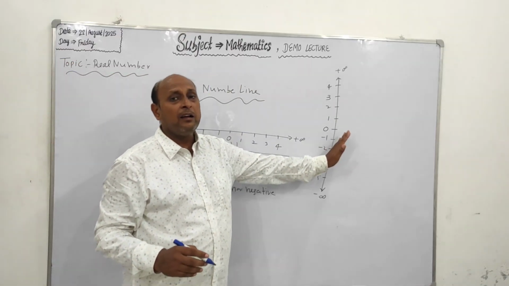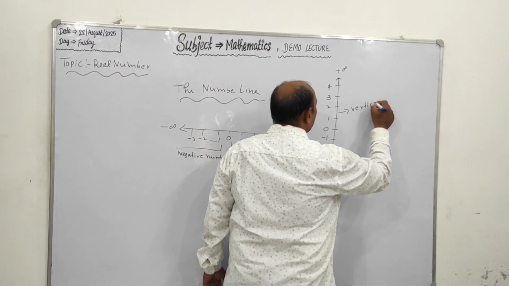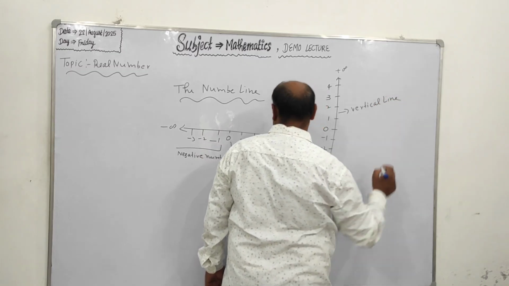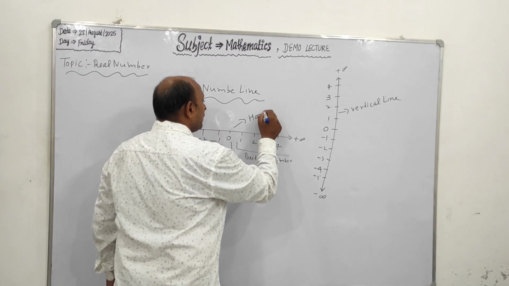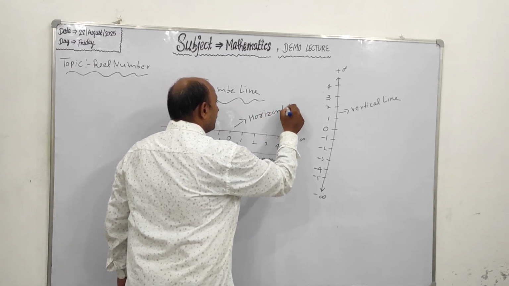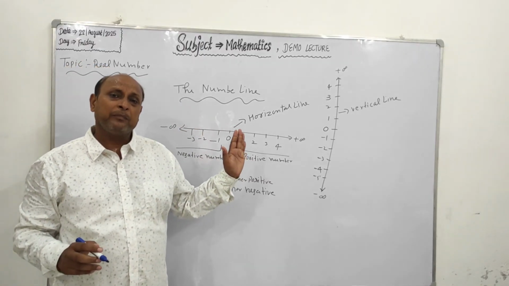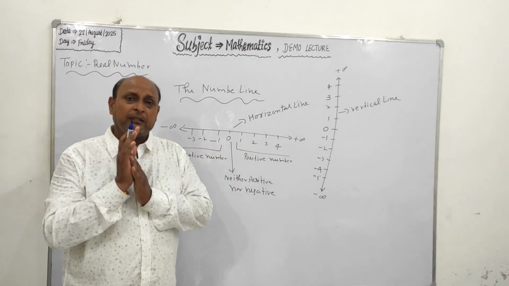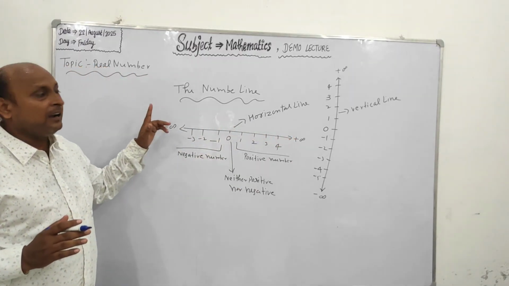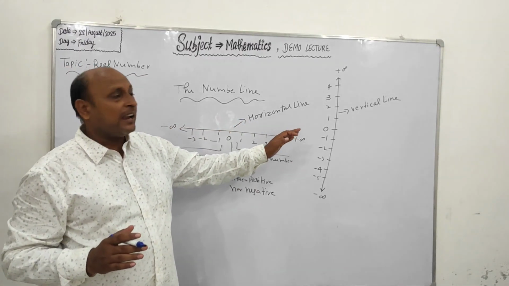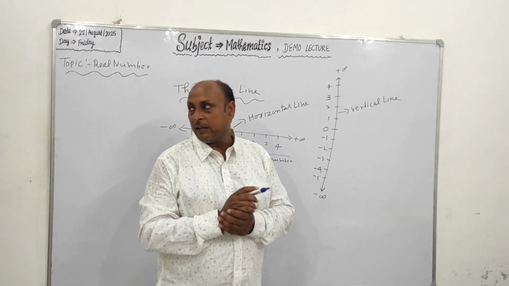This line is called a vertical line. And this is called a horizontal line. Both lines are the same, but the difference is only their position. If a line is laid down, that is called a horizontal line. When a line is straight like a pole, that is called a vertical line.